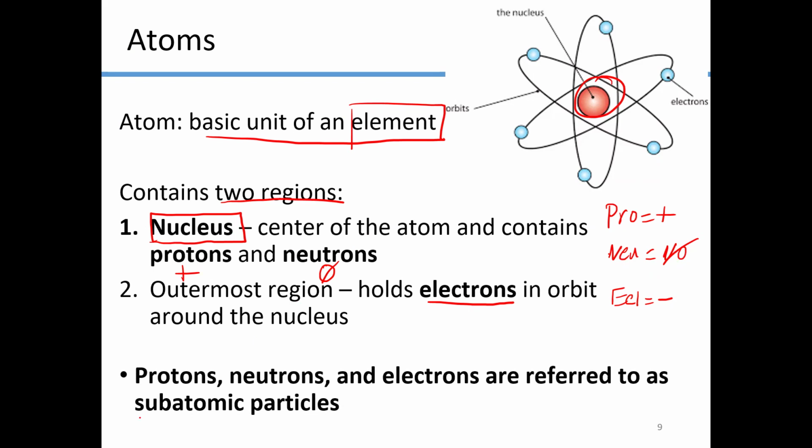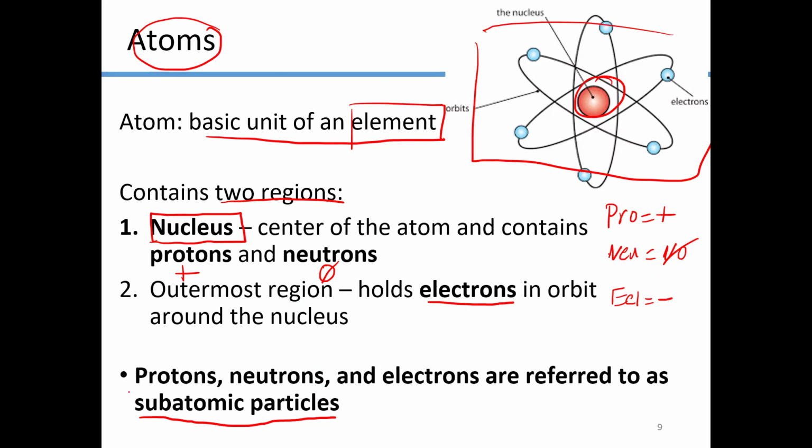All of these together are known as our subatomic particles. Because again, we're looking at our atom, which is this entire piece here, and then our subatomic particles are the individual pieces that make it up. So again, we have our proton, neutron, and electron. Proton positive, neutron neutral, and electron negative.